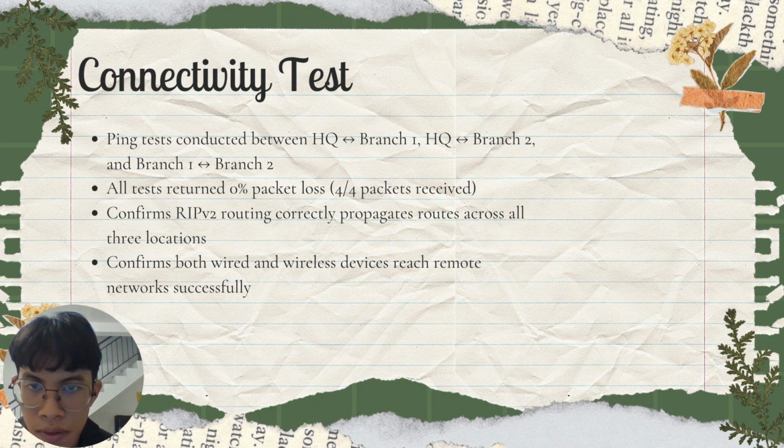Okay, for the connectivity test, the ping tests were conducted between HQ and branch 1, HQ and branch 2, and branch 1 and branch 2. All tests return 0 packet loss. That means 4 packets were received successfully for all the connectivity tests. So we confirm that RIP version 2 routing correctly propagates routes across all 3 locations. And lastly, we confirm both wired and wireless devices reach the remote network successfully.